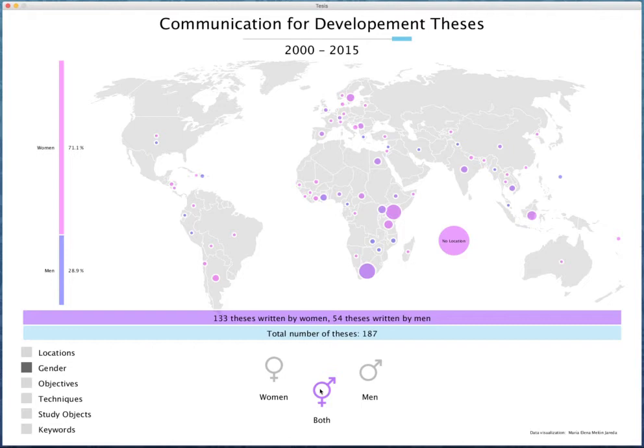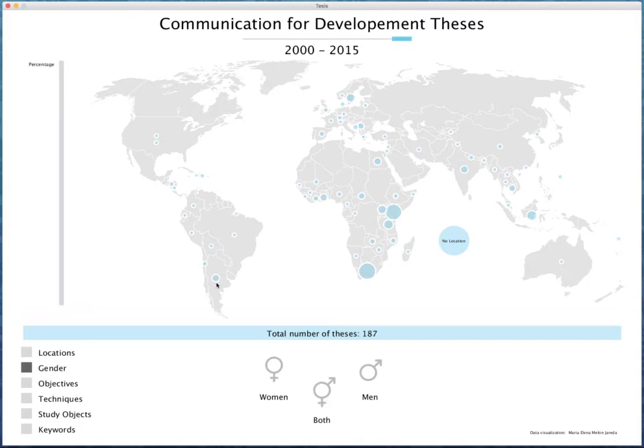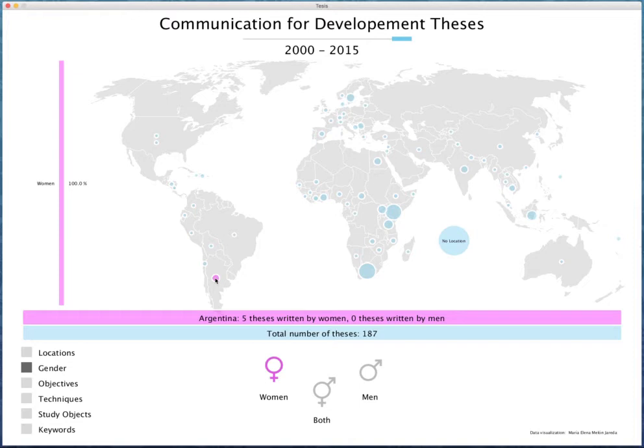If you select a country or a region, you will learn more about that specific location. For example, all theses in Argentina were written by women, while all theses in Zambia were written by men. South Africa has almost the same number of theses written by women and men. Color gives you this information, as you can see.